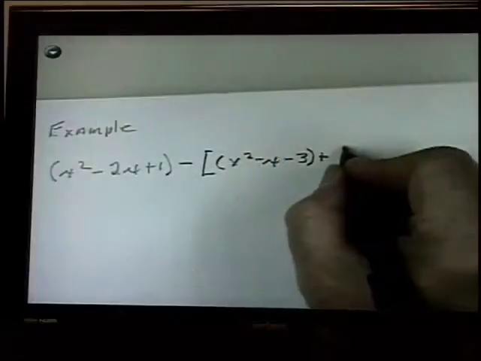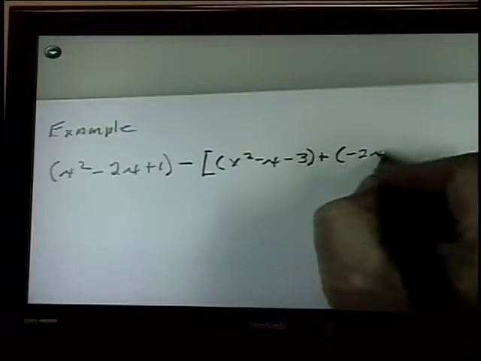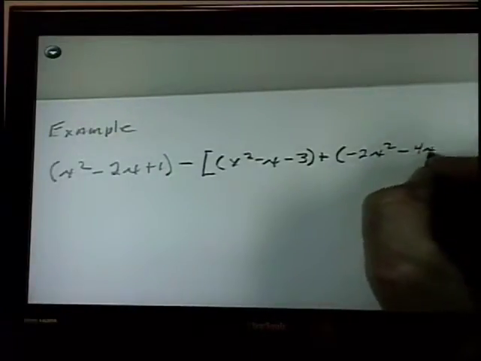Example 6 is combining polynomials horizontally. It's the same thing in a way as we've been doing, except now we're going to combine adding and subtracting all at once. Example 6, combining polynomials horizontally. So we have x squared minus 2x plus 1 minus, and there's a bracket here, and then a parentheses, x squared minus x minus 3, end of parentheses, plus parentheses, minus 2x squared minus 4x, parentheses, and then close the bracket.